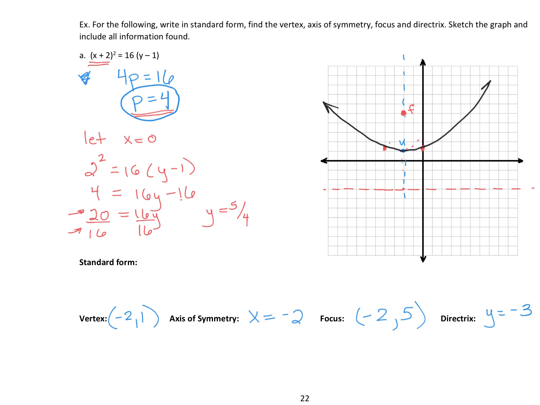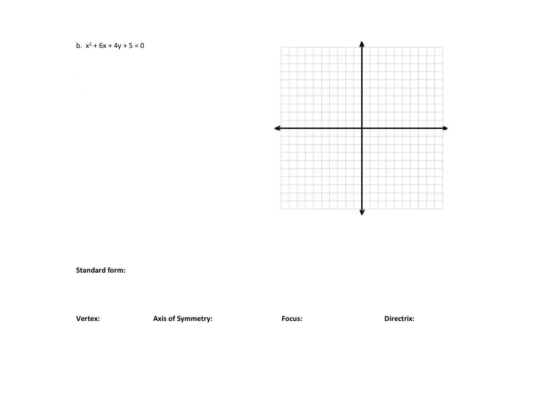Let's take a look at another example. In this case, this is not currently in standard form, so we need to complete the square. Now I know I have an x squared, so I want this in the form x squared equals 4py. So I want x's on this side and y's on this side. So we're going to start with x squared plus 6x equals minus 4y minus 5.